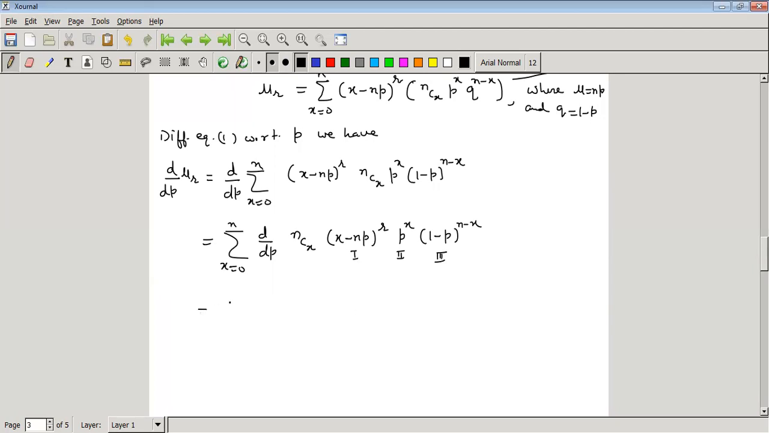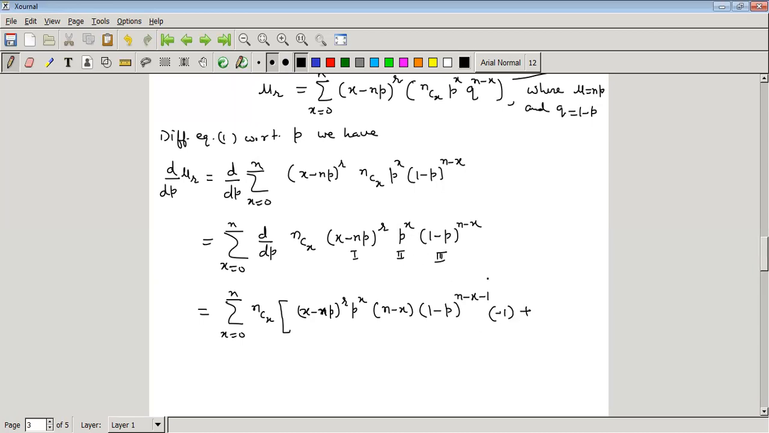So we can differentiate this summation x is equal to 0 to n, nCx to be common, and then we put a bracket. So first function (x minus np) to the power r, p to the power x, derivative of the third function. So what is the third function? It is n minus x into (1 minus p) to the power n minus x minus 1, and again the derivative of 1 minus p, that is minus 1.